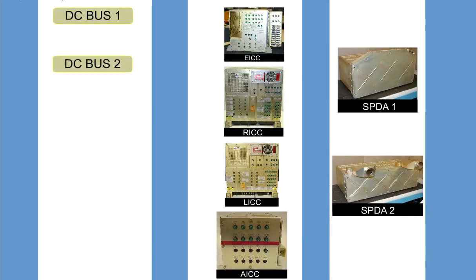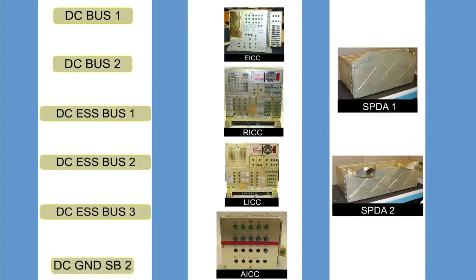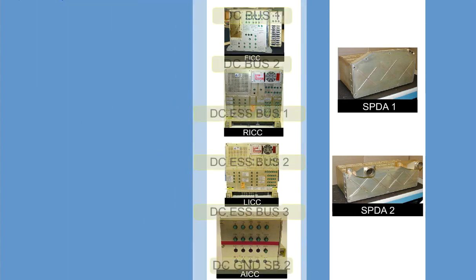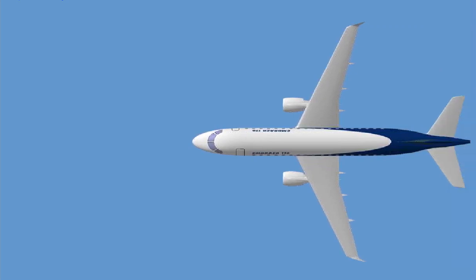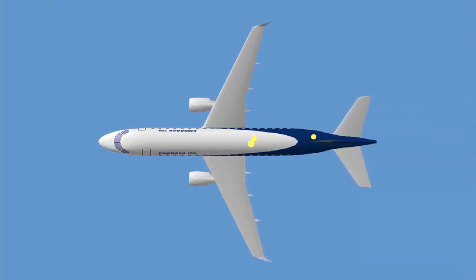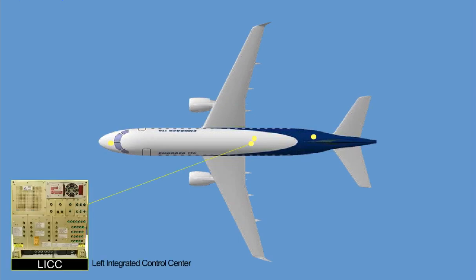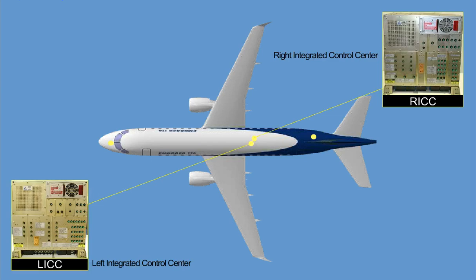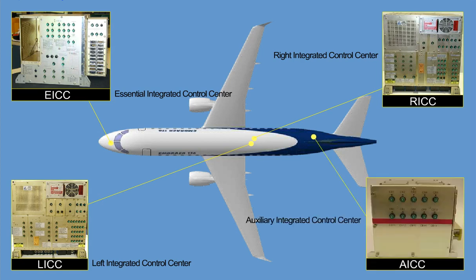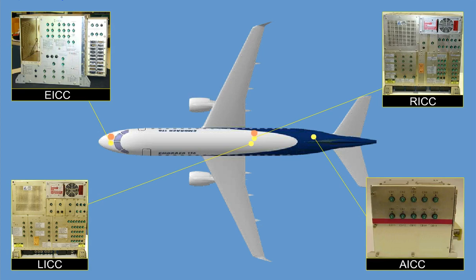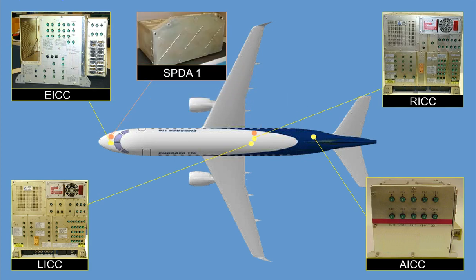The two main DC buses, 3 essential DC buses, and 1 ground service bus distribute power to various aircraft electrical loads, either through DC circuit breakers or through secondary power distribution assemblies 1 or 2. Primary DC power is distributed by line replaceable units, located in the following main components: left integrated control center, right integrated control center, essential integrated control center, and auxiliary integrated control center. Secondary DC power is distributed by LRUs located in the Secondary Power Distribution Assembly, SPDA1 and SPDA2.